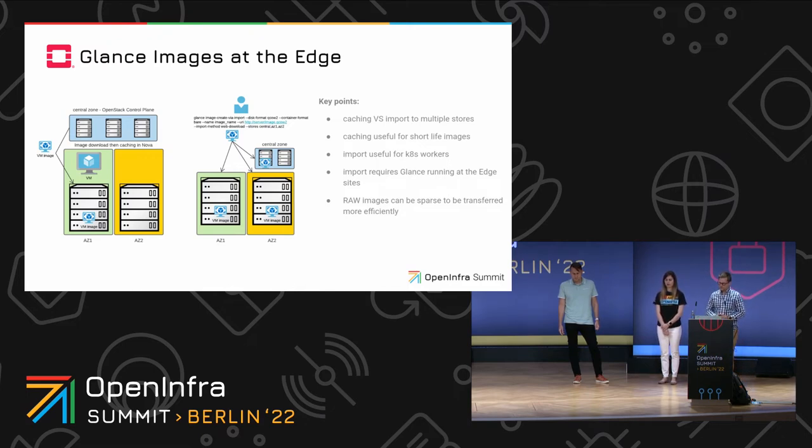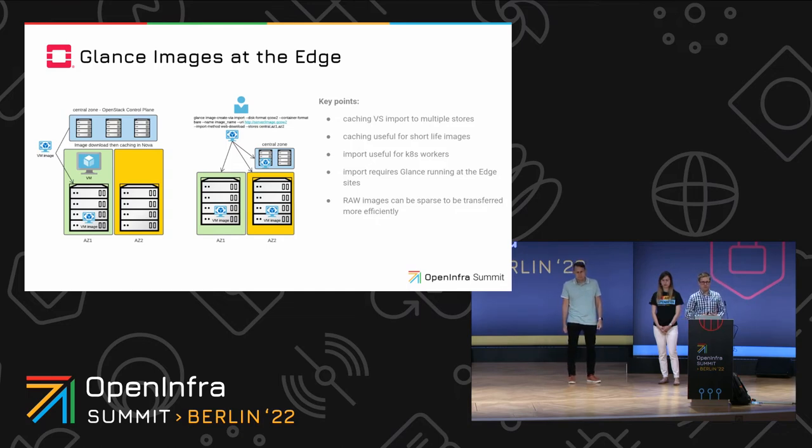One of the key points here is that you have to think about the type of workloads that you run, and how often the images have to be updated. In this slide, I presented two ways of doing it. Of course, there are more ways, but to summarize, I think you either want to cache the image on the remote site, or to pre-import the image before deploying your workload.